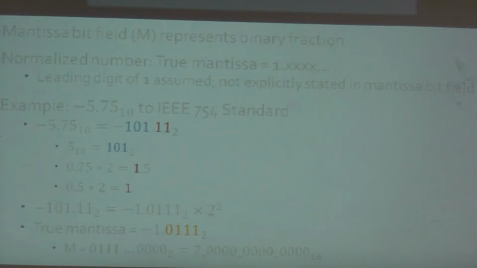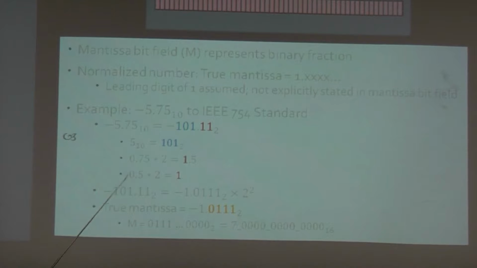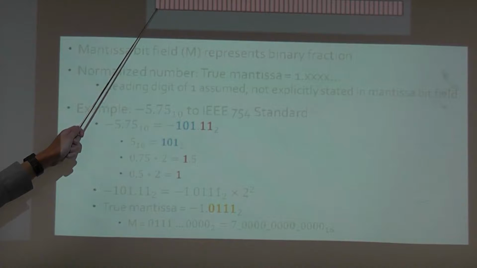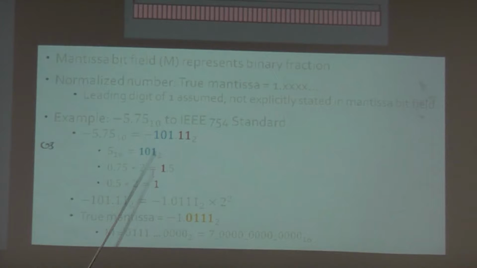So mantissa, kind of elaborated before, it determines the precision of the number. What this bit field represents is the binary fraction. So the very first bit right here represents 2 to the power of negative 1, which is, in other words, 1/2. So you go down along the line, 2 to the power of negative 2 would be 1/4, 2 to the power of negative 3 would be 1/8, etc.